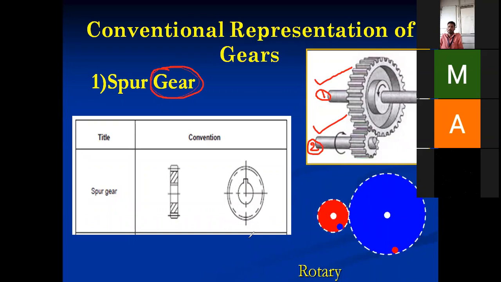Gears or belts? Gears, as simple as this. So whenever there is high power and the distance between shafts is less, gears are used. When there is less power we want to transmit, but the distance between the shafts is more, then belts are used, as simple as this.